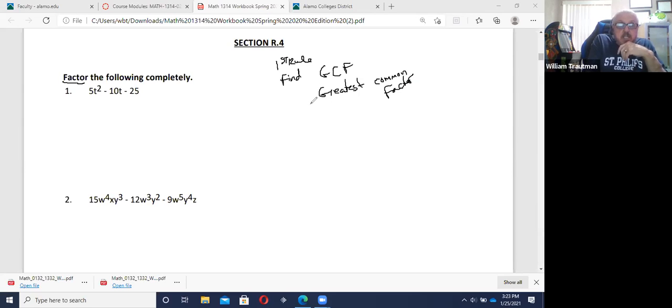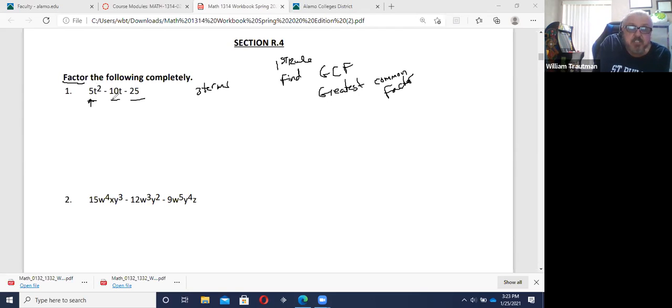So when I look at this, I'm going to count the number of terms. There are 3 terms here. Terms are separated by a plus or a minus. So there are 3 terms, and we're going to see if we can divide anything out. The first rule of factoring is always see if you can divide anything out from the first 3 terms.